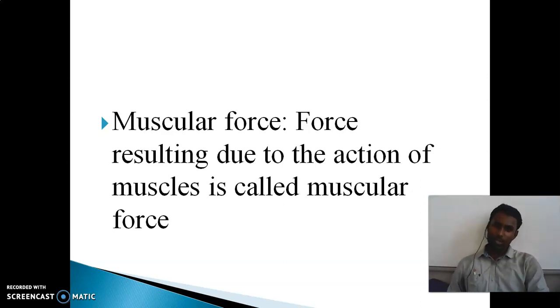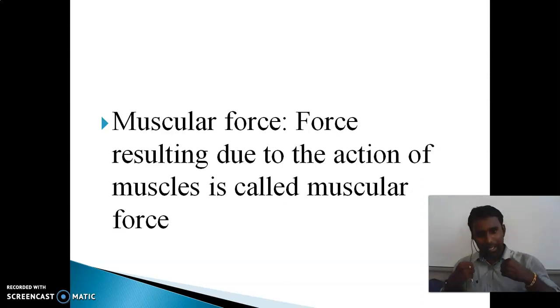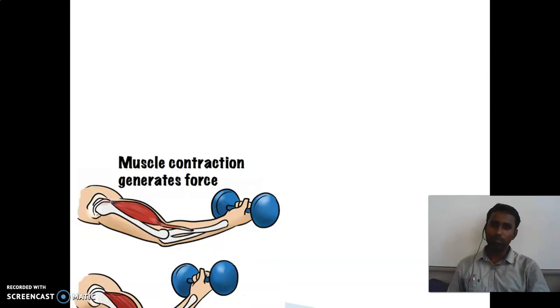Muscular force is nothing but force from our muscles. Our body is made up of a lot of muscles, and from our muscles we are getting a lot of energy. That energy can be transmitted to different kinds of objects. So force resulting due to the action of muscles is called muscular force. From the muscle some force is exerted, and that force is called muscular force.